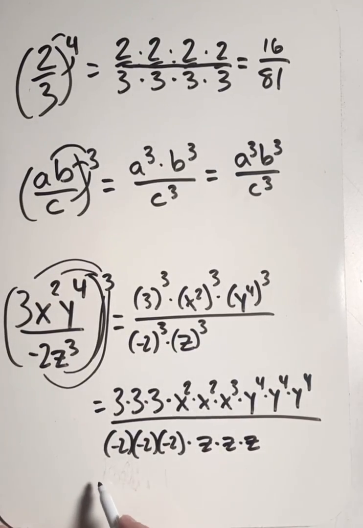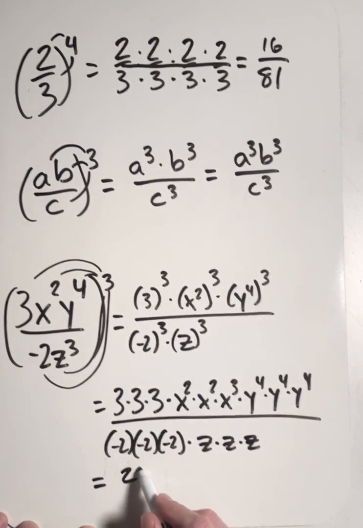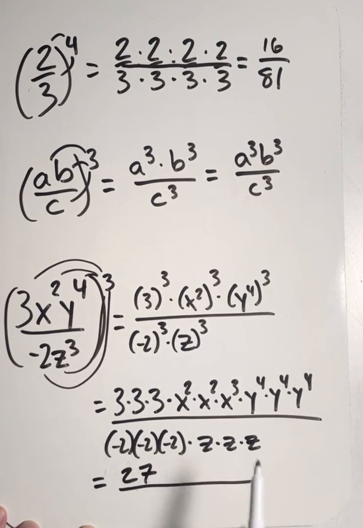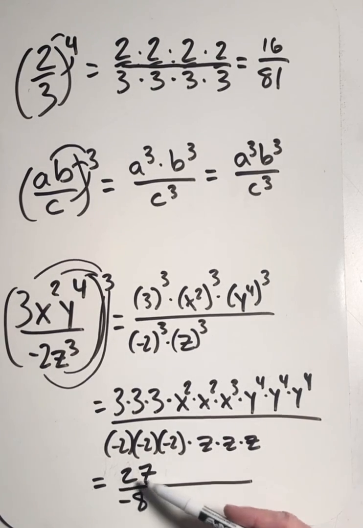Now I would go through and simplify. Finally, 3 times 3 is 9, times 3 is 27. And I'm going to handle my other coefficient first. -2 times -2 is +4. +4 times -2 is -8. 27 and -8 do not have any common factors, so the coefficients are simplified.